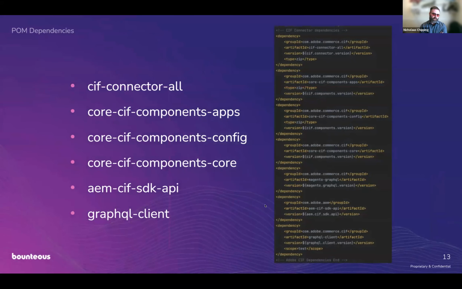Another thing just to mention, you will need to have a bunch of different POM dependencies. Most of this is already set up and defined if you're using the out of the box AEM project archetype from Adobe. This is actually a screenshot of their POM file, so that you can see, you'll need the connector, all the components, apps, config, and core, the CIF SDK, SPI, API. I don't know what an SPI is. And then the GraphQL client.